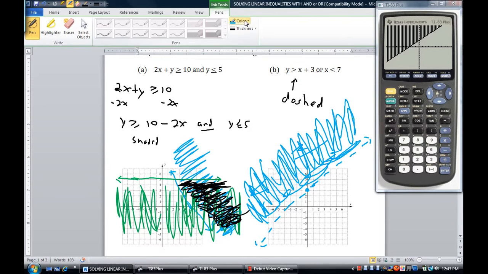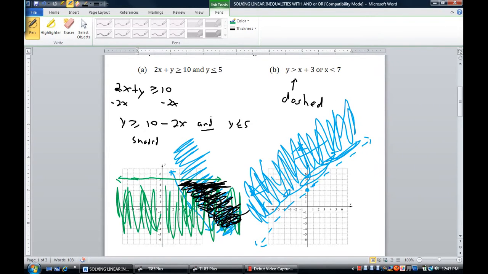And now we're going to graph the OR. Now the OR is x equals 7, but the thing is, I can't graph x equals on this calculator. So what I'm going to do is just think about it for a second. If y equals is horizontal, then x equals must be vertical. Remember, it's a dashed line.